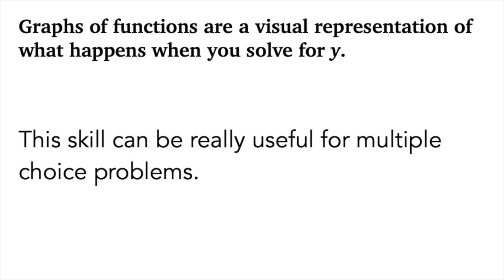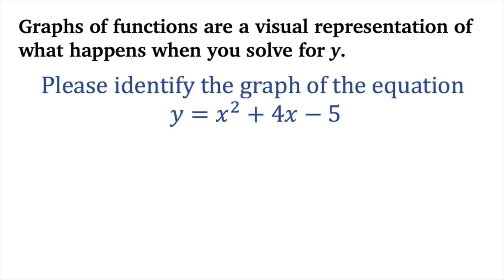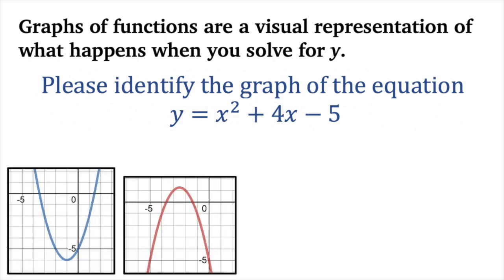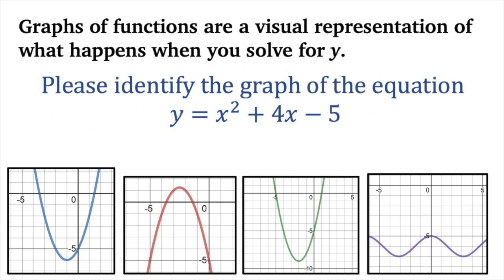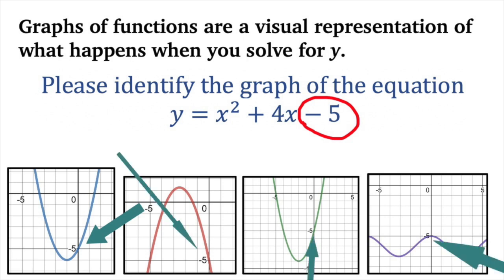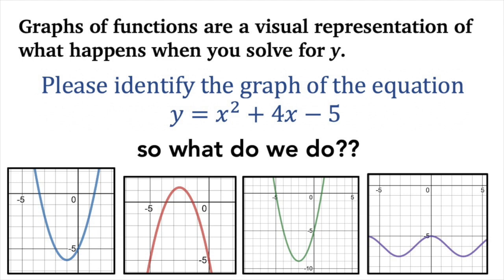So this idea can be really helpful, especially in maybe multiple choice problems, which are pretty common in math. Let's say you're being asked to identify the graph of the equation y equals x squared plus 4x minus 5, and they give you these 4 graphs here. Maybe you think, I know a trick. See that -5 at the end? That means that the y-intercept of the graph is going to be -5. And you look and you say, well, there's an intercept of -5, there's an intercept of -5. That's not going to work. What else can we do?